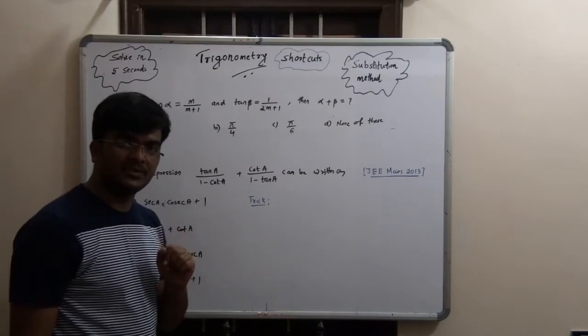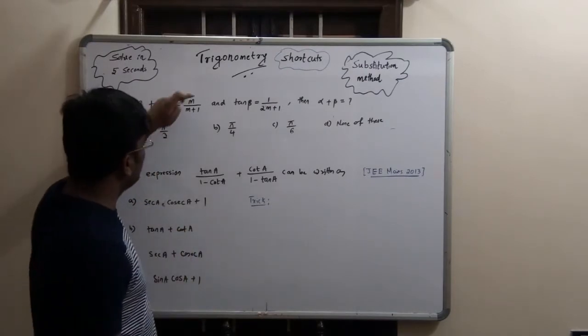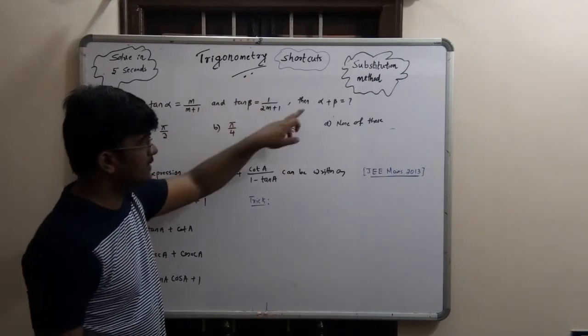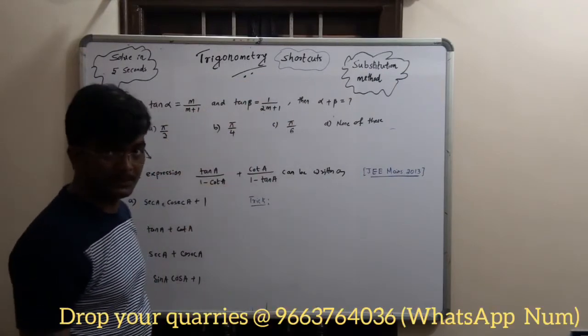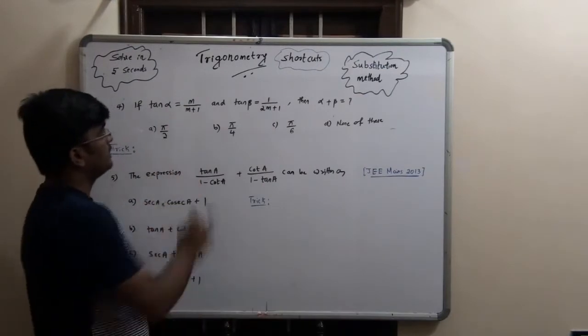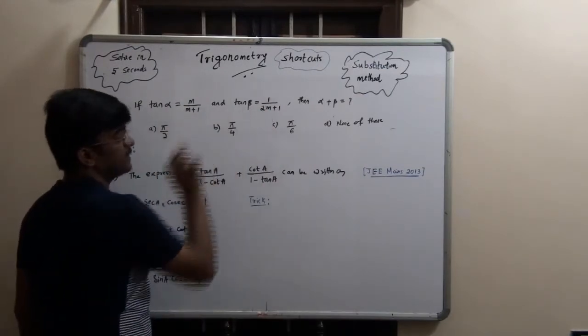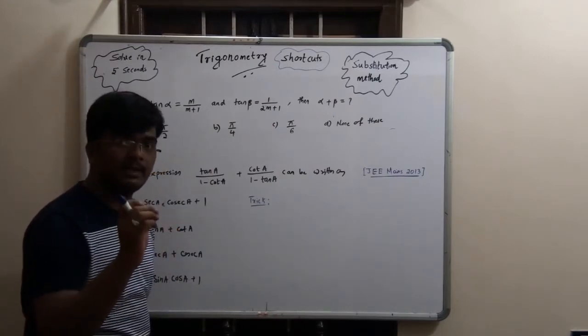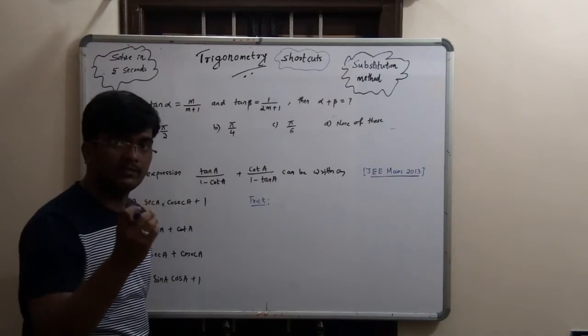See the next interesting question here. If tan alpha is equal to m divided by m plus 1 and tan beta is equal to 1 divided by 2m plus 1, then alpha plus beta is a question mark. See, in both parts of the question here, the range part is in terms of m. The range of the tan function is real numbers. Because of that, I will pick the best possible values for m here.